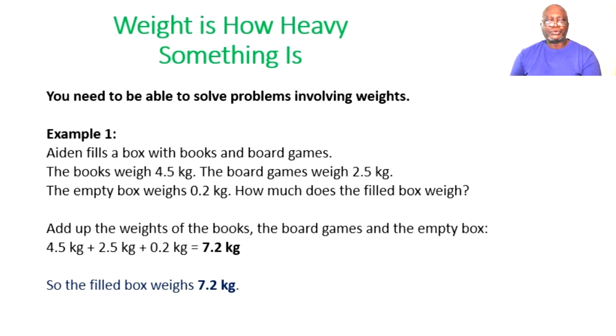Aidan fills a box with books and board games. The books weigh 4.5 kilograms. The board games weigh 2.5 kilograms. The empty box weighs 0.2 kilograms. How much does the filled box weigh? Again, read your question carefully when you're answering questions. Add up the weights of the books, the board games, and the empty box, which is 4.5 kilograms plus 2.5 kilograms plus 0.2 kilograms, totaling 7.2 kilograms.